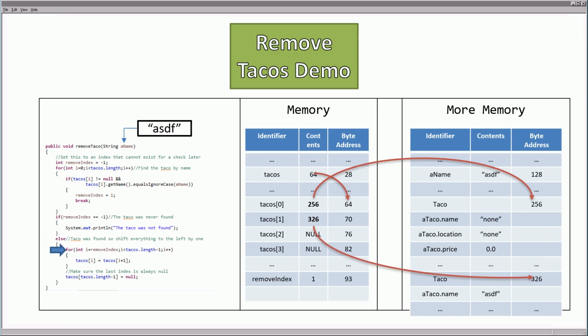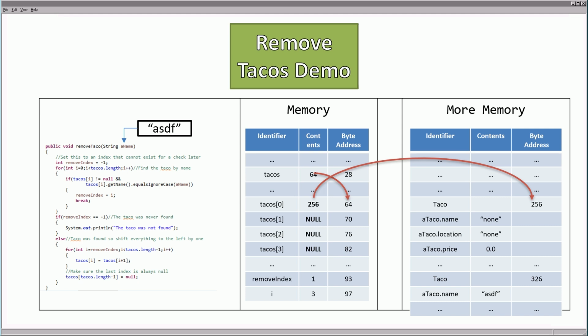So then we enter this for loop, where we assign int i is equal to the remove index. Then we shift all of the memory addresses. So basically, tacos at index 1 is equal to the memory address found at tacos at index 1 plus 1, that's 2. And so tacos at index 2 becomes null. And then tacos at tacos.length, assuming this was length 4, 4 minus 1 is 3. We also assign that to null. And then we're done.